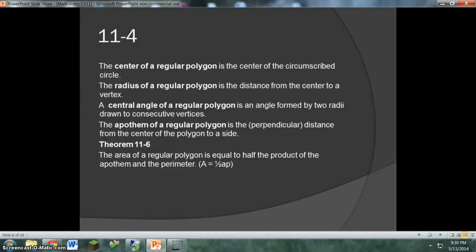Section 11.4 Areas of regular polygons. Before I remind you of some theorems, I would like to remind you of some definitions. The center of a regular polygon is the center of the circumscribed circle.